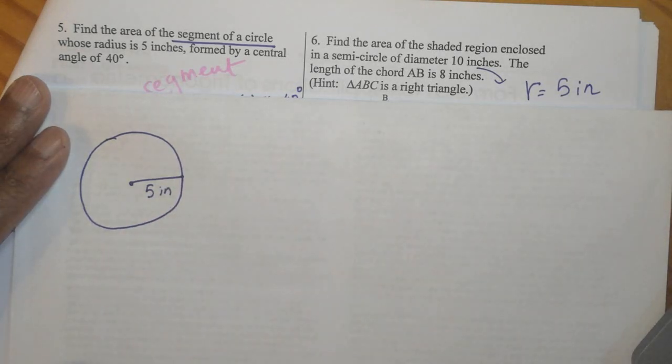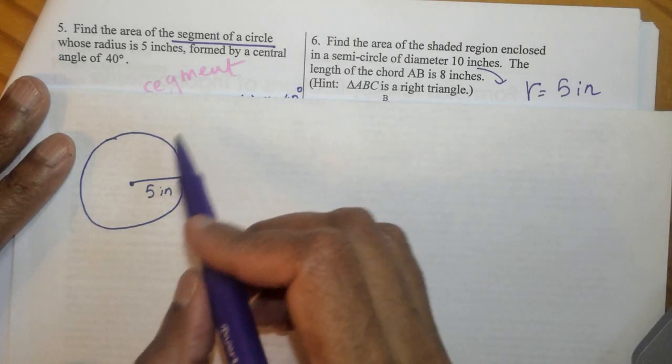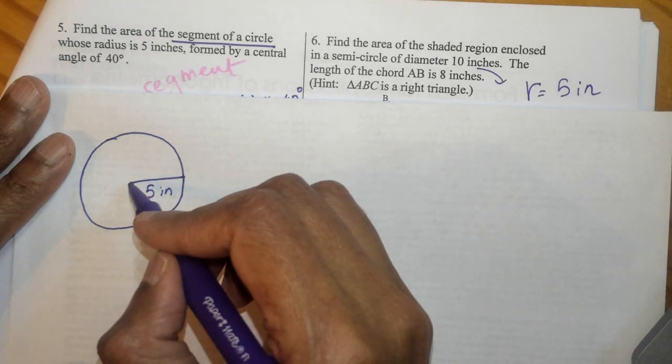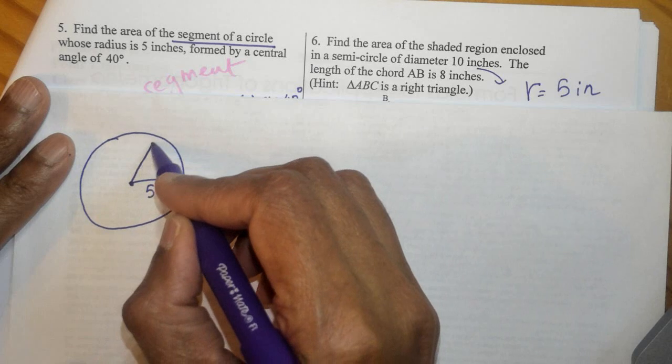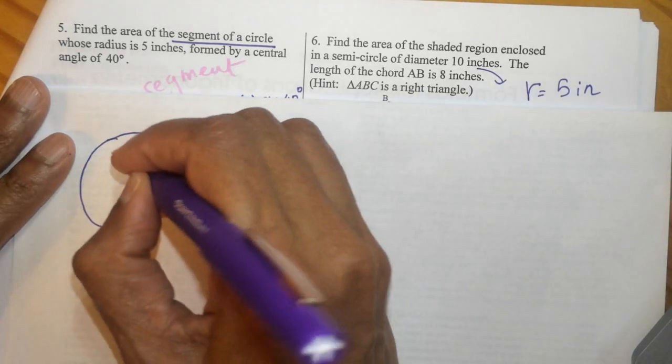Formed by the central angle. Do you guys all remember what a central angle is? This actually, now I'm looking at the circle. The circle is so bad. But do you guys all know what a central angle is? Central angle is the angle that's being formed in the center of the circle with another radius. So this will be my 40 degrees. And this is also 5 inches.